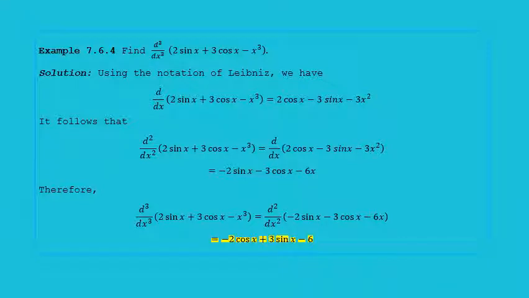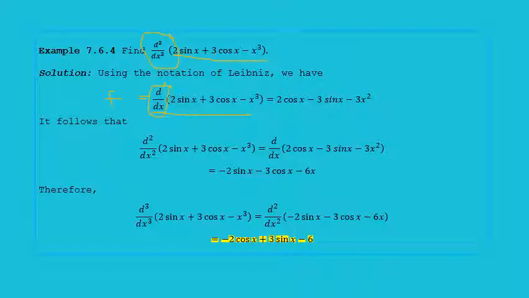Okay, last example. Derivative of higher order involving a trigonometric function. Since it is the third, find the third derivative of the given function. Using Leibniz notation, the given function is d over dx of 2 sin x plus 3 cosine x minus x cubed. For the first derivative, the notation is d to the 1 over dx to the 1.